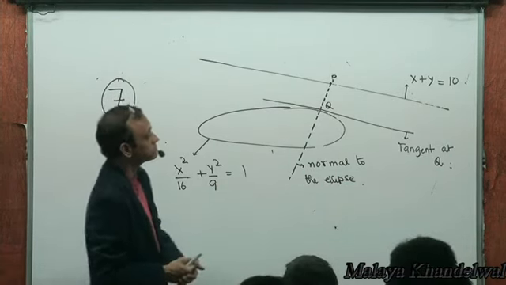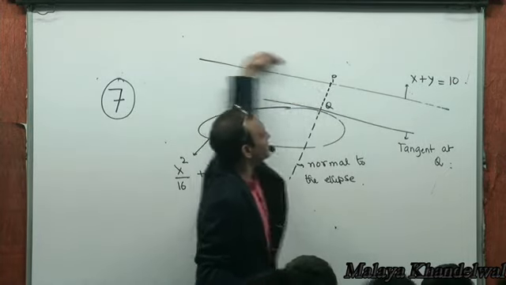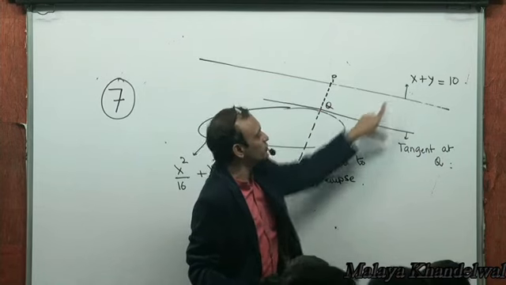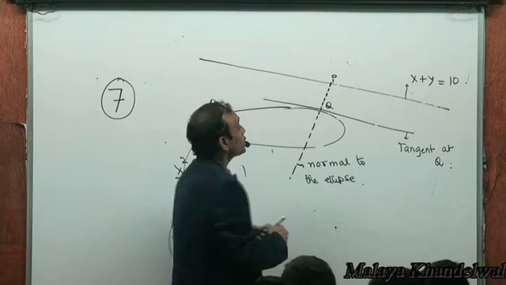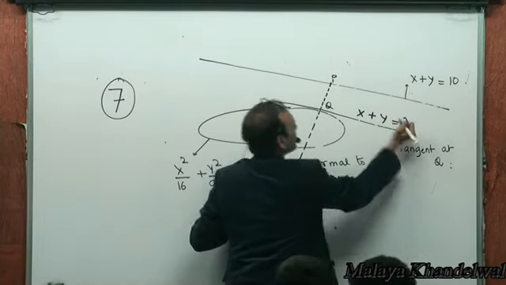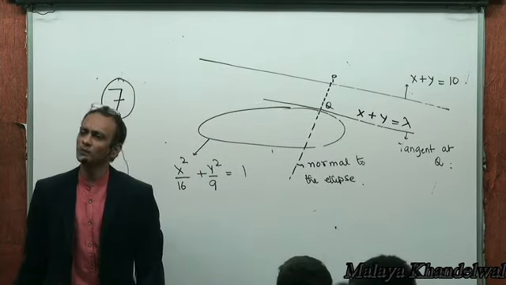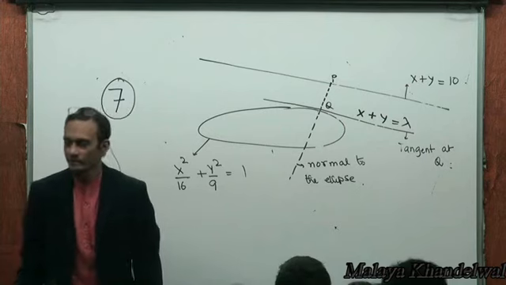And if this line is perpendicular to this as well as to this, that means x plus y equal to 10 and this tangent must be parallel to each other, right? That means this must be some x plus y equal to lambda kind of a thing. That must be the equation of the tangent. Yes or no? Clear?